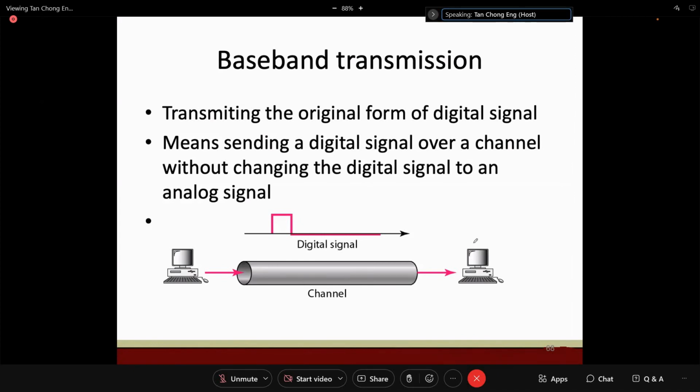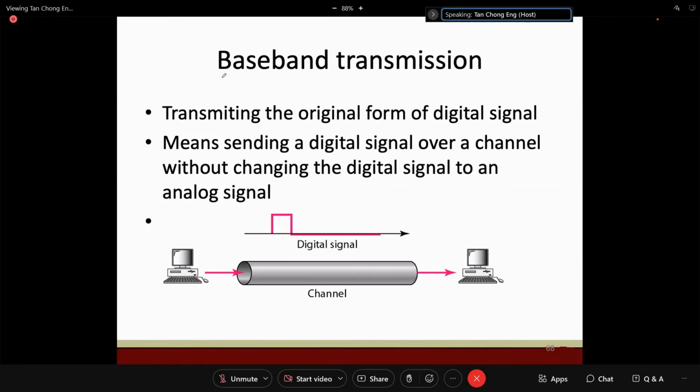So usually it happens inside your computer system itself. Your computer has so many components, isn't it? All these components need to exchange data, so they're also connected by cable. Those cables are short distance, so they can use baseband transmission without any problem. Because baseband transmission is effective for short distance. Your signal will not deteriorate very quickly over short distance. That's why you can still use digital signal, which is a baseband transmission.